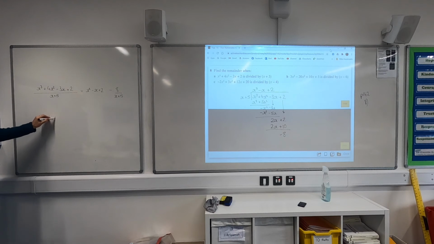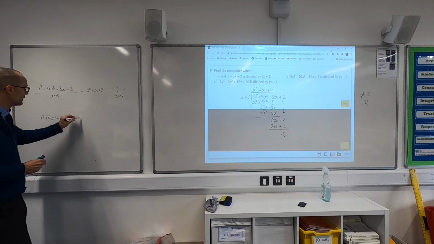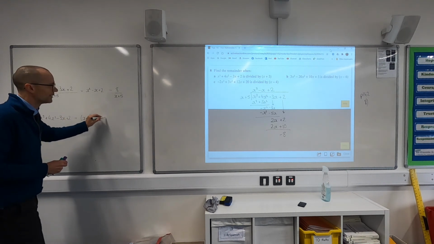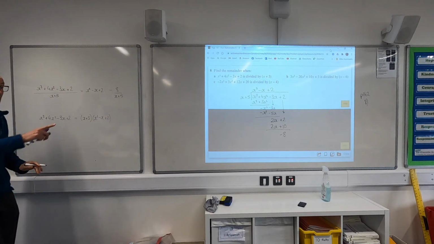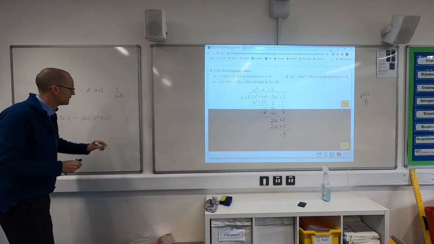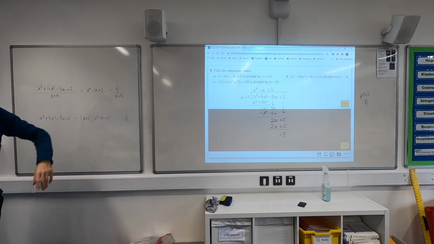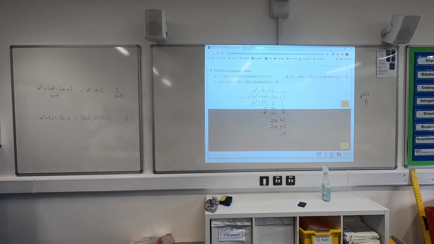The other way of writing that answer is to say, right, so I know that this is equal to x plus 5 times the answer I just got. That's what we've been doing all along. But we've got a remainder, minus 8. Now hopefully you can see that I can move from this one to this one by multiplying everything by x plus 5, and I can move from this one to this one by dividing everything by x plus 5. So there are 2 ways of writing the answer to this, and neither of them are particularly pretty.